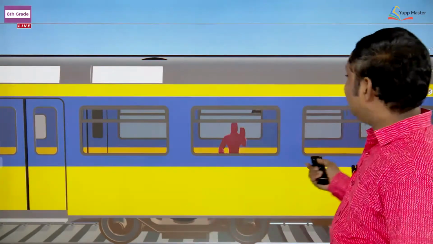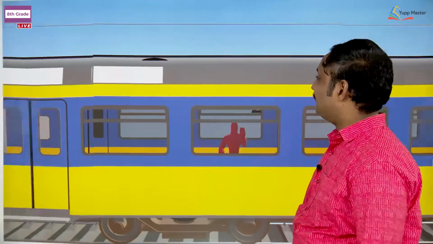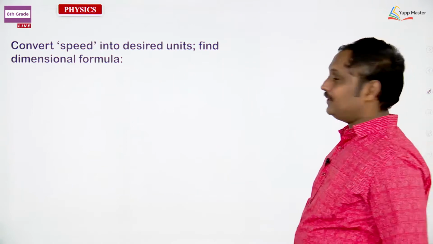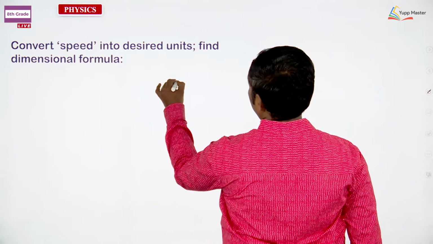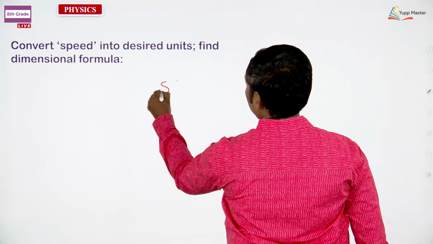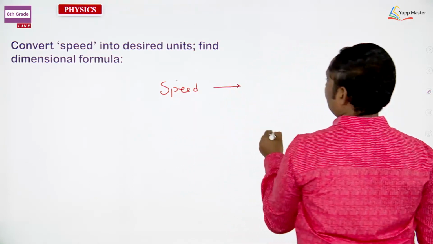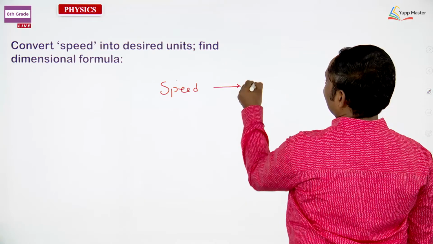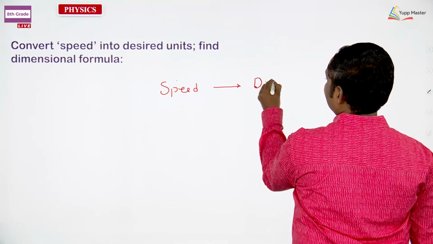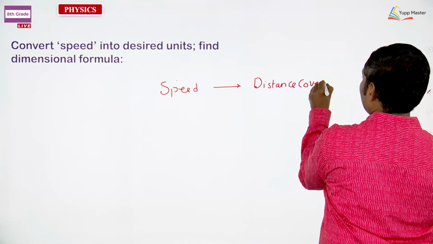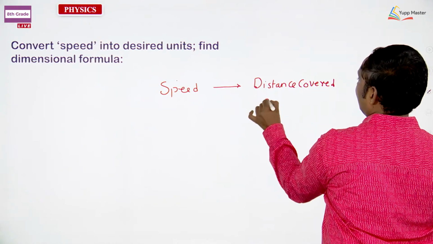Now, whether an object is in motion, you can also measure the speed. It is very useful. Just see that. Yes, speed. You are going to confirm that speed is the distance covered per unit time.